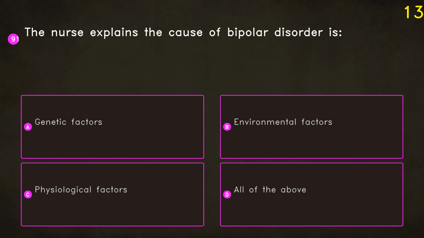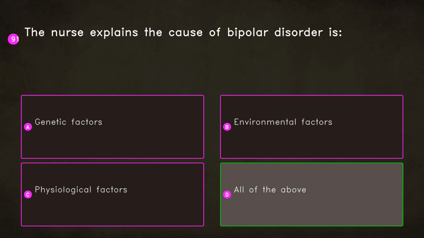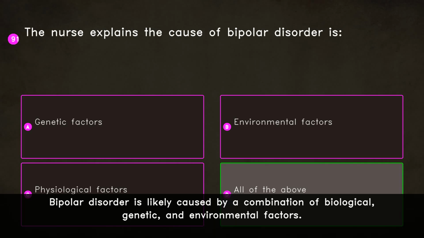Question 91. The nurse explains the cause of bipolar disorder is: A. Genetic factors. B. Environmental factors. C. Physiological factors. D. All of the above. The correct answer is all of the above. Bipolar disorder is likely caused by a combination of biological, genetic, and environmental factors.